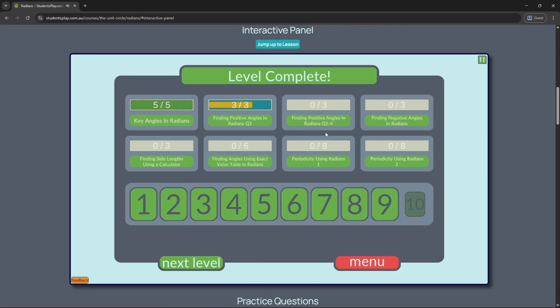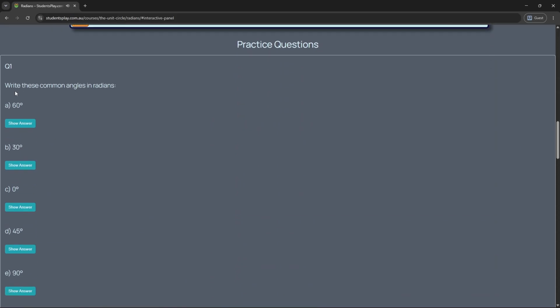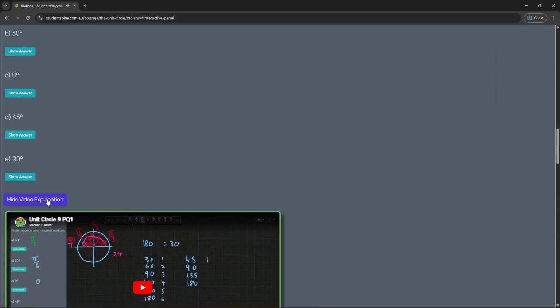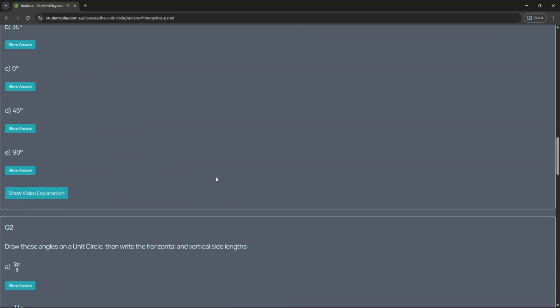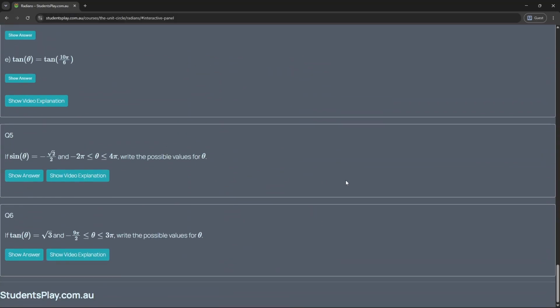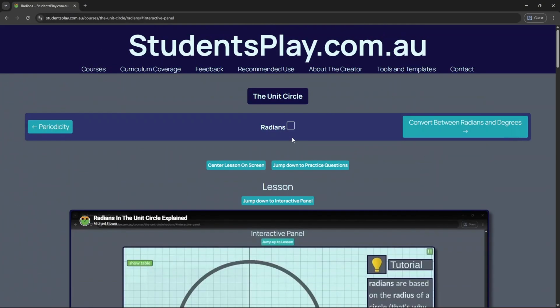Whoa, look at all these things we did. And we unlocked the final level. That's going to keep going for a little while there, so I'll just explain. We've got the practice questions down here. If you're not sure what to do on them, don't forget we have the video explanation there. And we got all the questions here you can do. There's quite a few of them there. Once you finish all of them, tick this one off and move on to the next one, which is converting between radians and degrees.